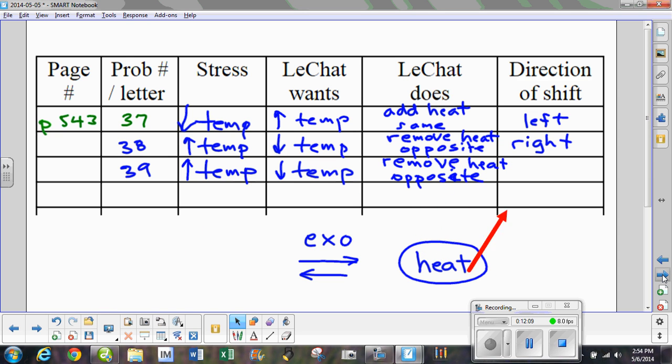And because this is opposite, we now have established that this is what kind of shift, left or right? Left. Okay, so we got left now. L-E-F-T, thank you. All right, look here. We had the same Le Chatelier reaction, but we had a different shift. Why? Le Chatelier did the same thing, or did he?